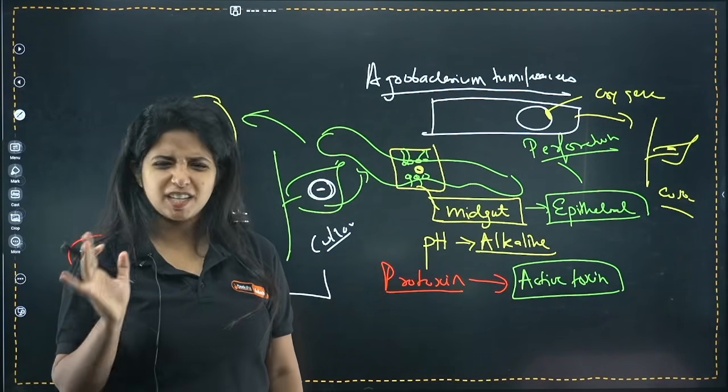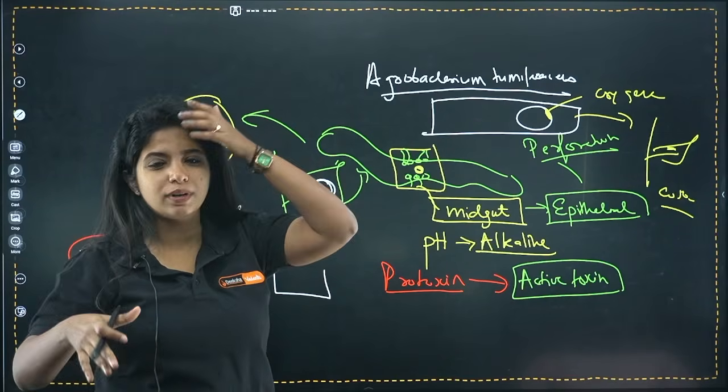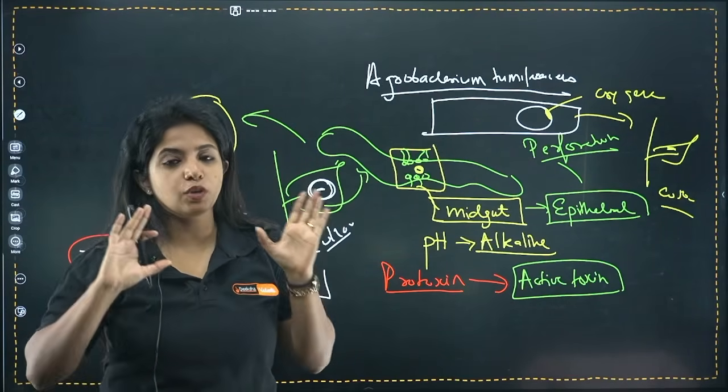So you need a vector, please remember that. In the case of plants, it is usually Agrobacterium tumefaciens which is going to act as the vector.